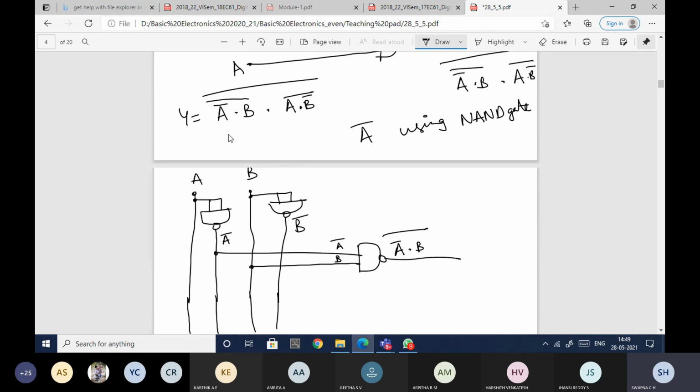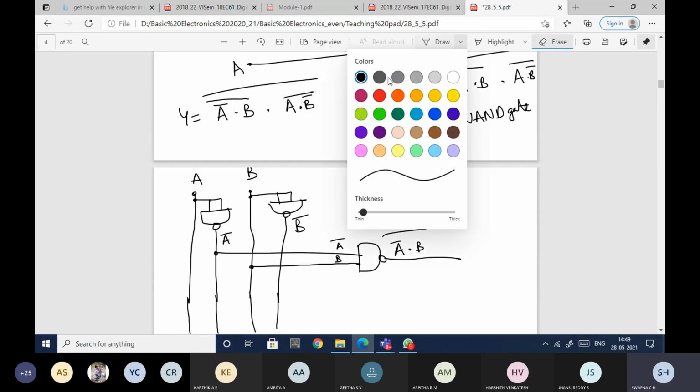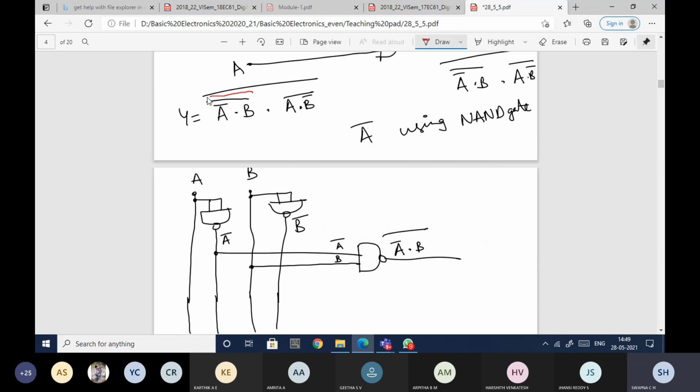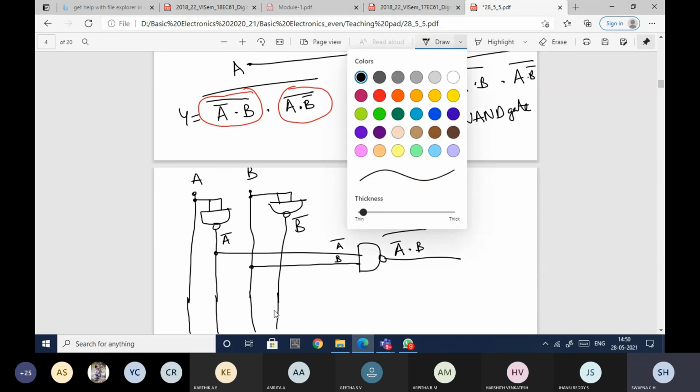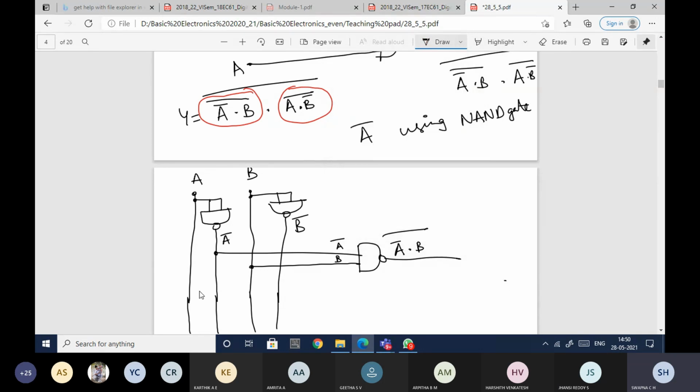Okay, next, this I have implemented. I'll just do it with a different color. This I have implemented. Now I need to implement this. So I already have A, B bar also. This is my A line. This is my B bar. This is my A, this is my B bar. Now give it to the NAND gate so that the output of the NAND gate will be (A dot B bar)whole bar. Then this one I have implemented.